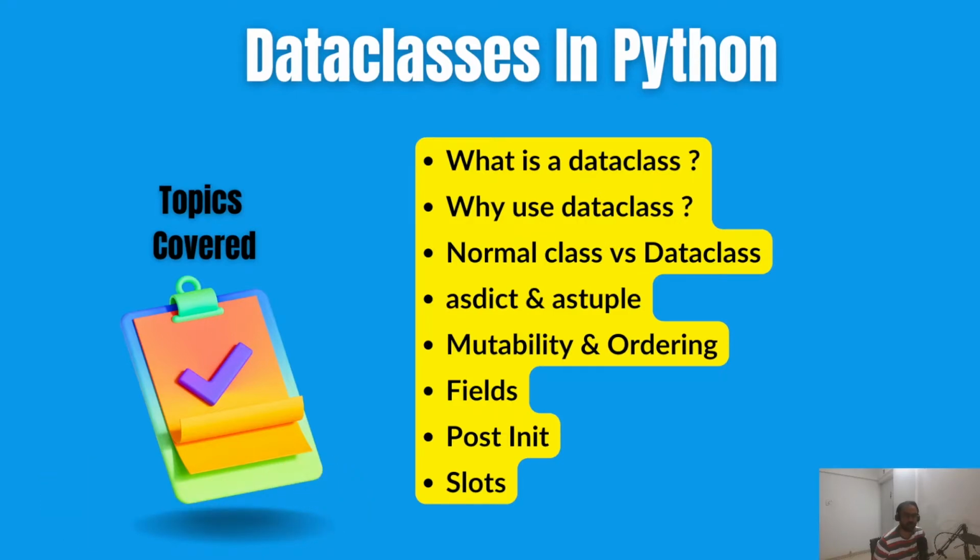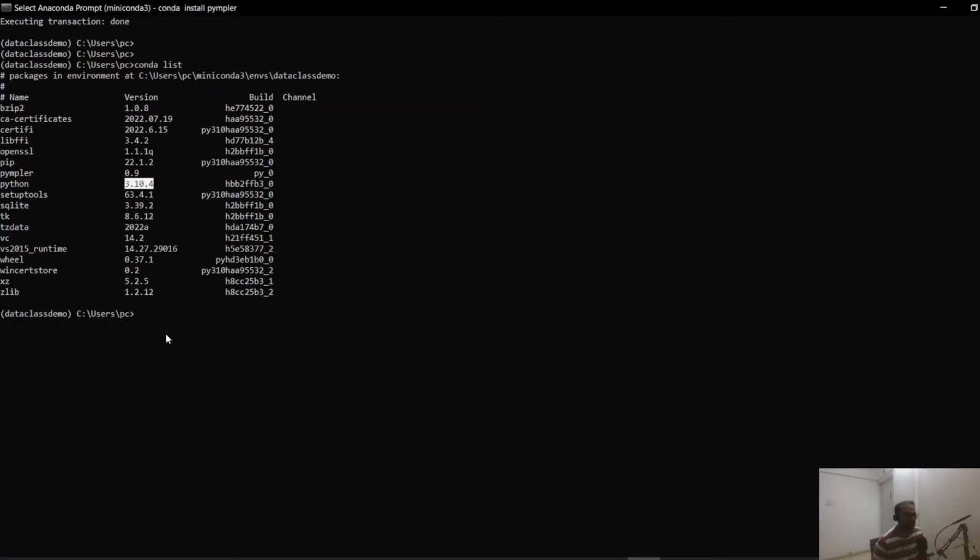and then we're going to finish the discussion with performance optimization using slots. Before we get started, I'm using Python version 3.10.4 for this particular tutorial, and hence all the functionality would be perfectly compatible with this version. Now, to create the virtual environment and manage this package, I'm using something called Conda.